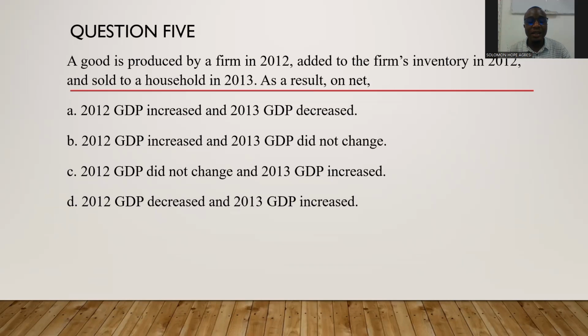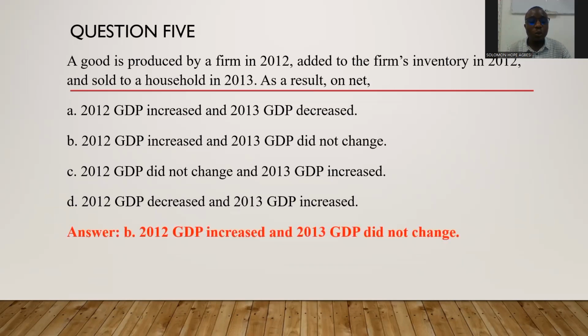The right answer is B. 2012 GDP increased and 2013 GDP did not change. Now, you need to understand that inventories of firms are considered as investment. So in 2012, the good that is produced and added to inventory is counted as investment in 2012. So in 2013, this investment does not come into play. And that is why we do not count it as part of GDP in 2013, but count it as part of GDP in 2012.